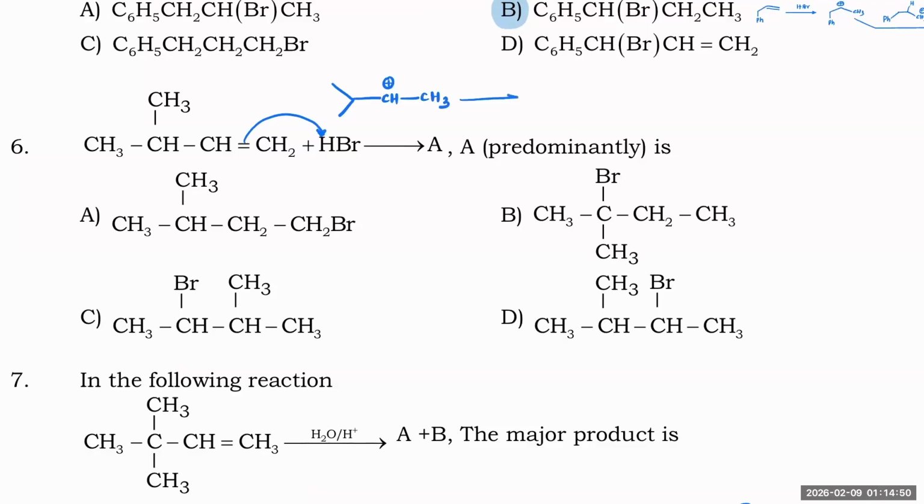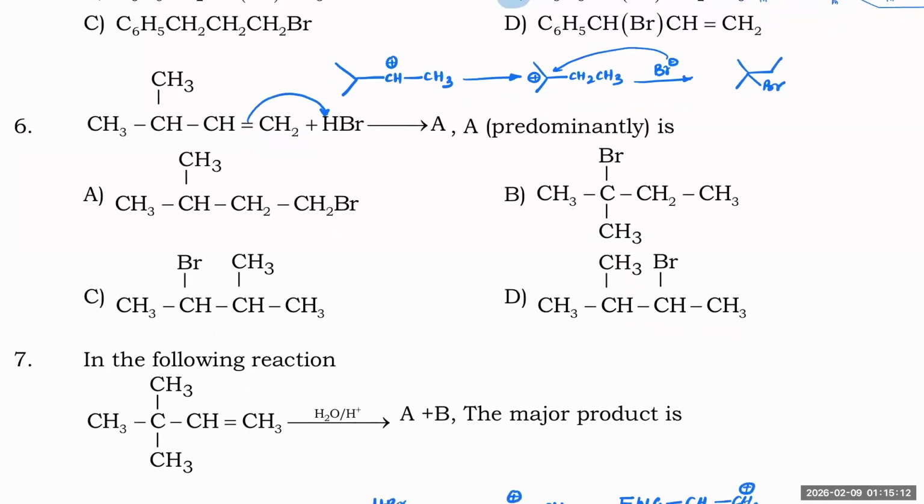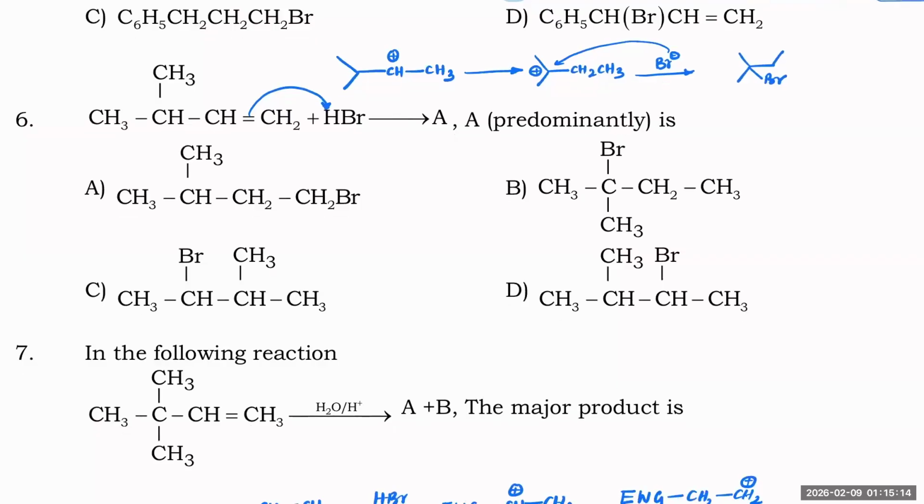Because it is secondary, we don't have to worry about stability wise. Then it will go all the way onto the tertiary position. So the rearrangement goes up to the tertiary position. And thereafter the Br minus will attack on this position, thus giving bromine on this position. Which is what you would notice in option B.